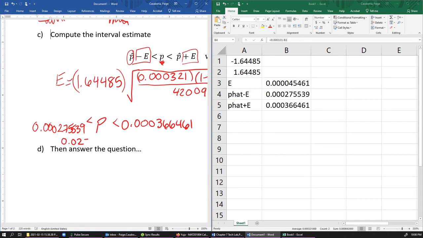So this is between 0.0276%. I'm just going to round to the same number of decimals as the original p hat was, up to 0.0366%. So based on this sample, I think that the proportion of all cell phone users in the population is somewhere between about 0.027% and about 0.036%.